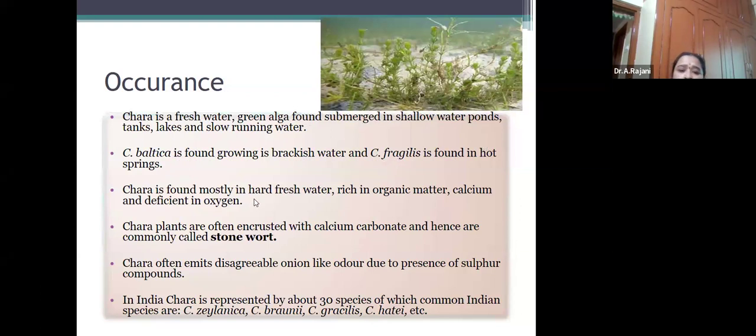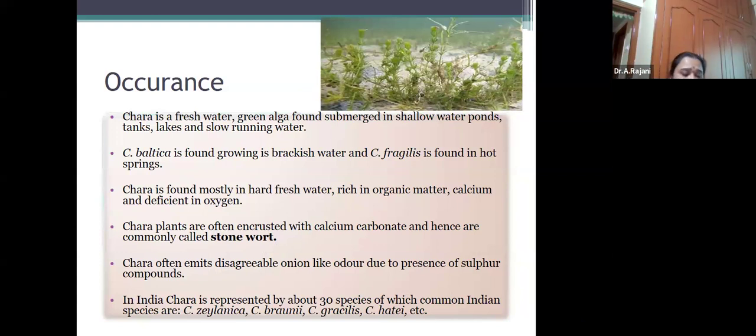Chara mostly grows in fresh water rich in organic matter and calcium and deficient in oxygen. The Chara plants are encrusted with calcium carbonate, which is why they are commonly called stoneworts. Another feature is that Chara emits a disagreeable onion-like odor. Why? Because the sulfur content is more, and sulfur compounds are present. That's where the odor comes from.